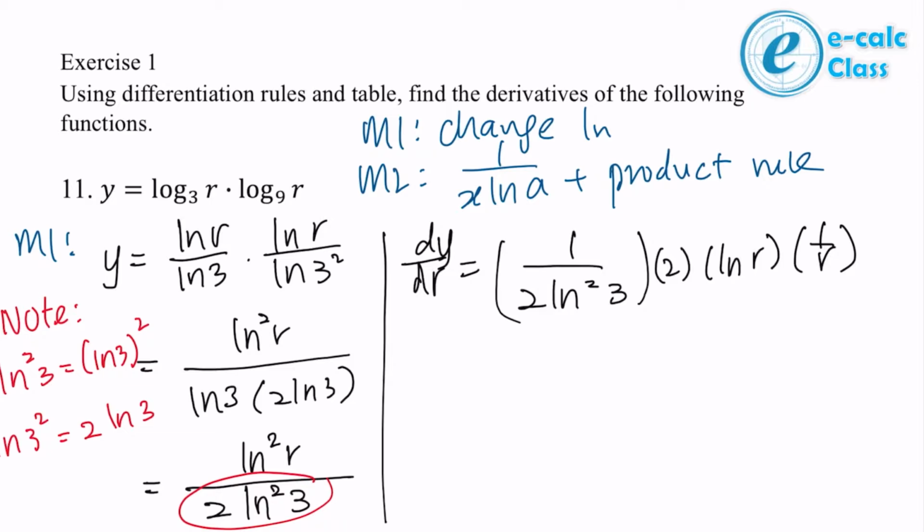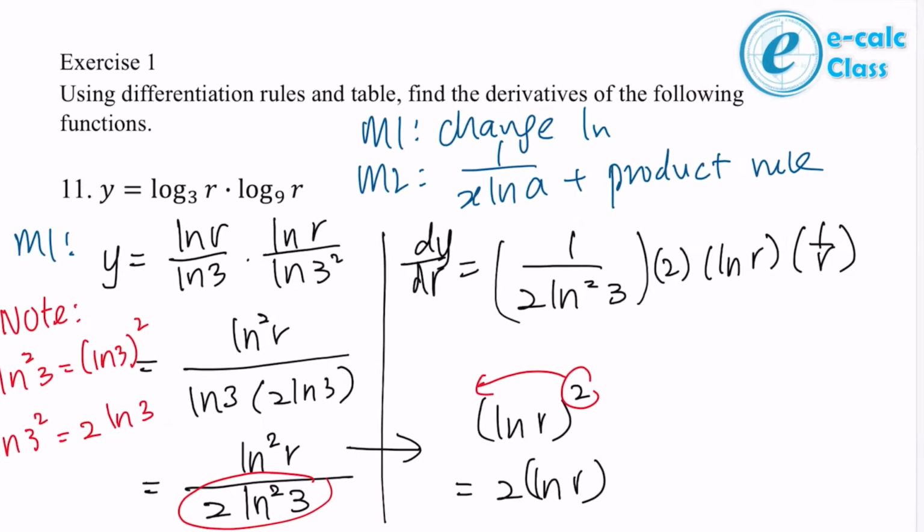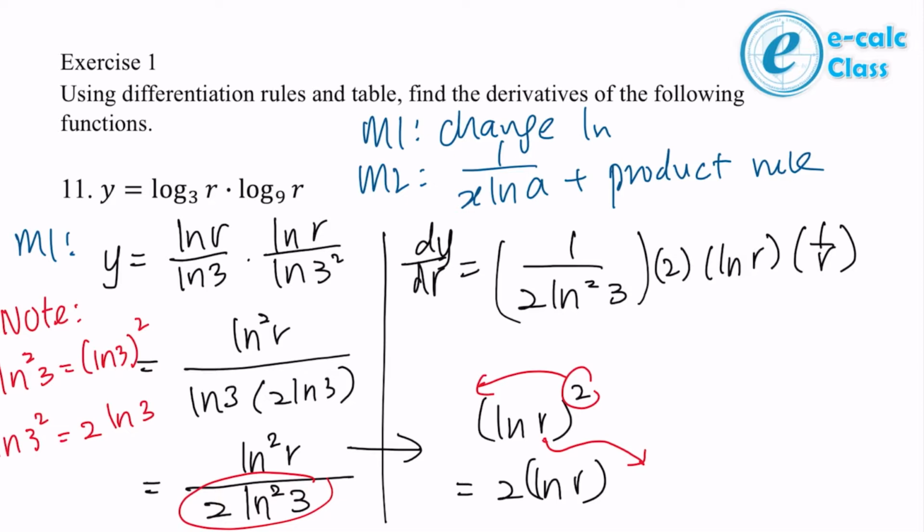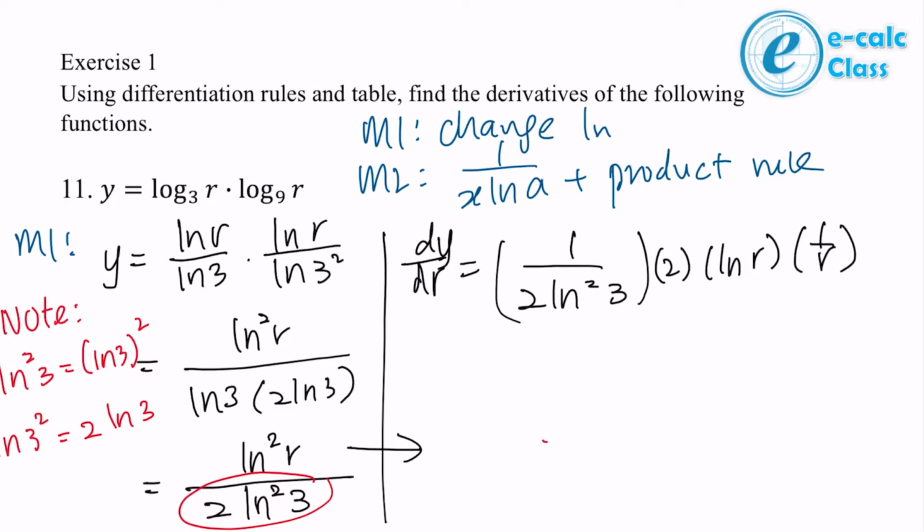One more time. This is the same as (ln r) squared. Bring down the power, differentiate inside, and combine all of them together. Okay, combine with the constant in front also. So 2 and 2 cancel. Nothing else you can do. Okay, so it is just ln r over r ln square 3. Okay, finish.